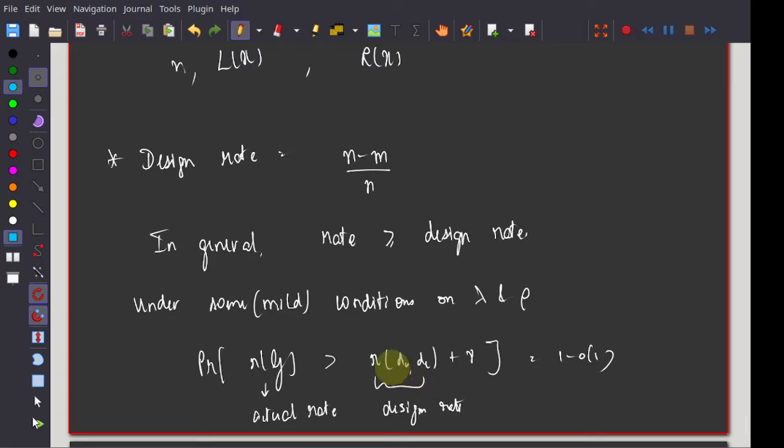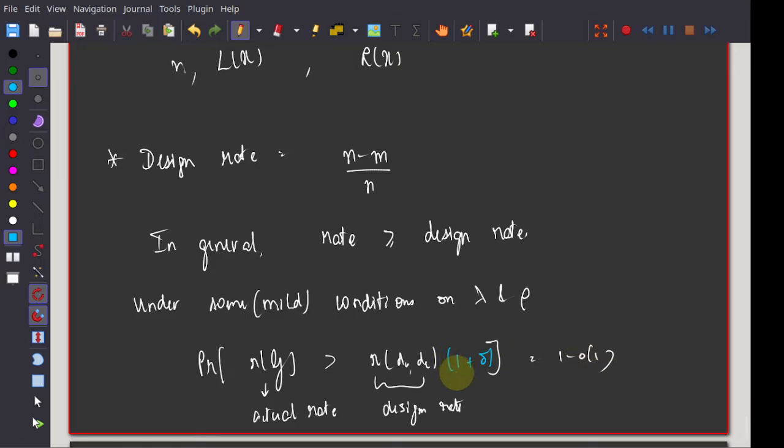It turns out that under some conditions, you can have a very small gamma such that the actual rate is not too much larger than the design rate. In fact, for irregular LDPC codes, you can show that the probability that it is greater than 1 plus some epsilon, or let me call this 1 plus delta, is vanishingly small. In fact, this probability decays exponentially with n.